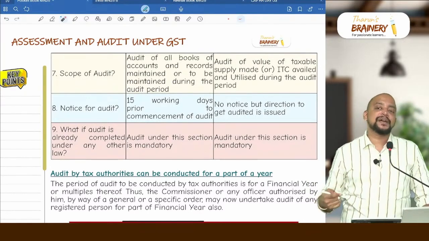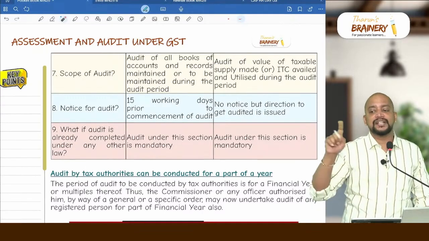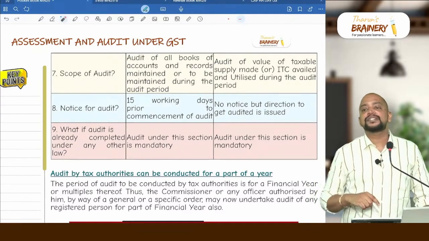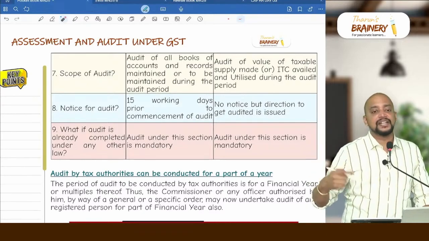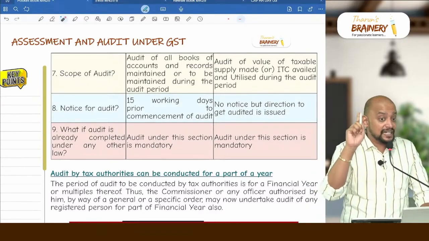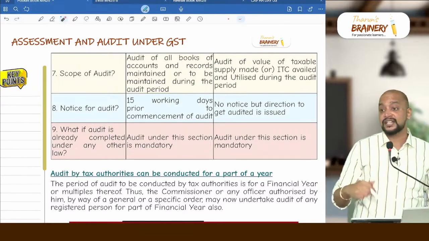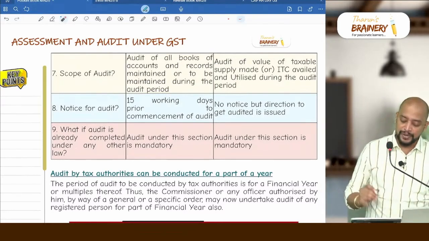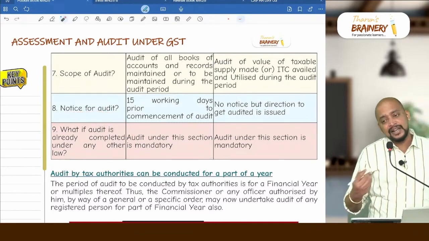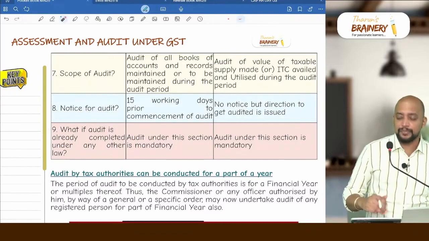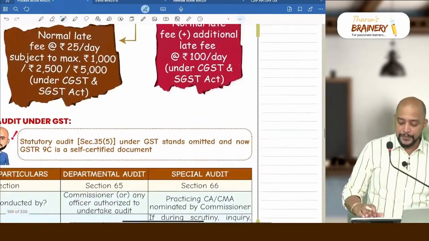Whereas access to business premises is 15 days, not 15 working days. If you see the chapter on offences, penalties, search and seizure, there I told you about access to business premises, section 71. Whenever they want to ask you to come and verify the records, they can, but that is 15 days. Whenever they demand, within 15 days we need to give. But for audit, it is 15 working days prior notice before commencement of audit. And what if audit is already complete under any other law? Under this law also they can conduct the audit. Means if income tax audit is done, can GST audit also happen? Yes.